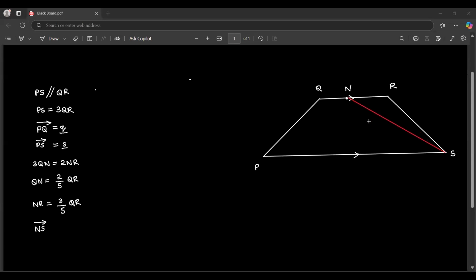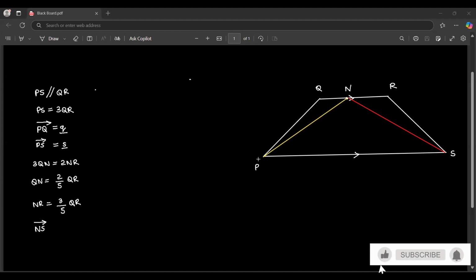But we can't directly find NS. Why? We know NR, but we don't know RS, so we can't directly find that. So what if we found out PN first? If we found out PN, we can say NP plus PS is equal to NS. We know PN can be found. Why? PQ plus QN is easy. So let's start with that.